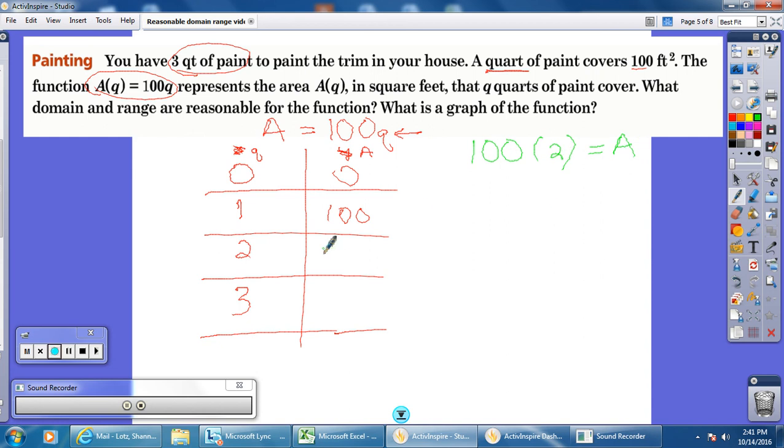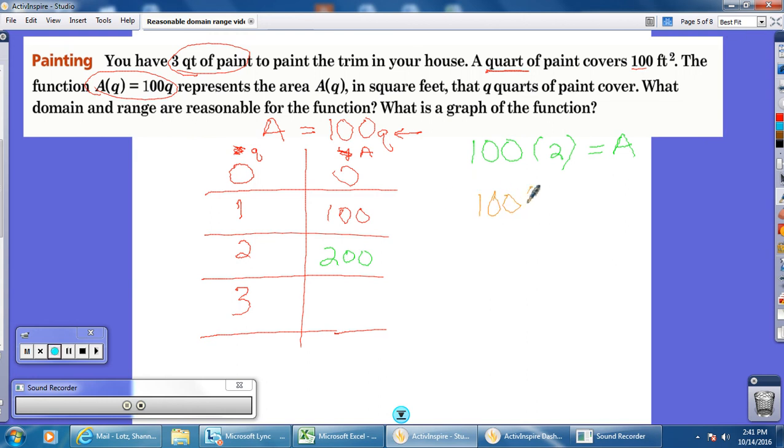2 times 100 is 200. So then again, we're going to do the 3. So we're going to plug in 100 times 3 quarts of paint is equal to the total area that I can cover. And that's 300. Okay? So with 1 quart of paint, I can cover 100 square feet. 2 quarts of paint, I can cover 200 square feet. And 3 quarts of paint, I can cover 300 square feet.